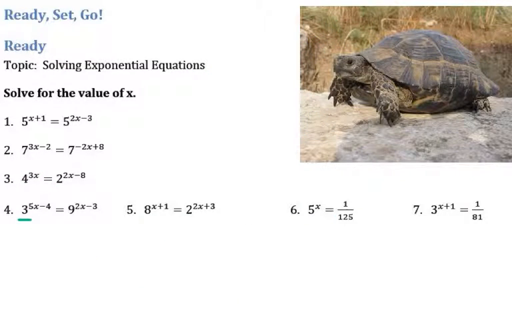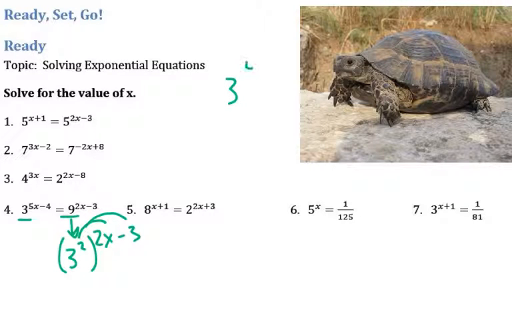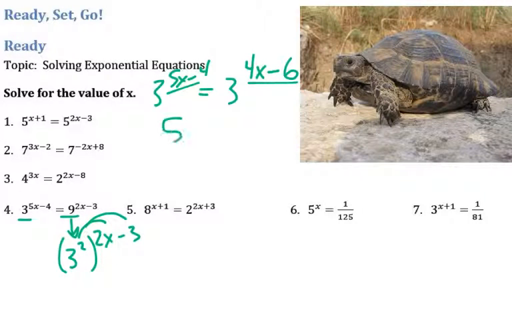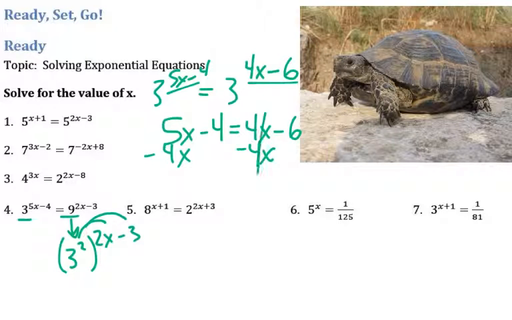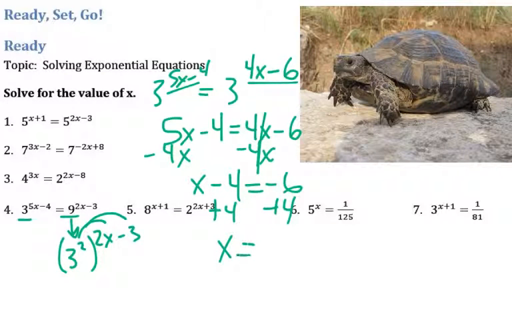Number 4. Now 3 and 9. Isn't 9 really 3 squared? So then this 2 we distribute to that side and we get 3 to the 4x minus 6 equals 3 to the 5x minus 4. Now we've got the same bases, so we set our exponents equal. I'm going to subtract 4x. Those cancel. 5x minus 4x is just x, or 1x, same thing. Add 4. We get x equals negative 2 again.